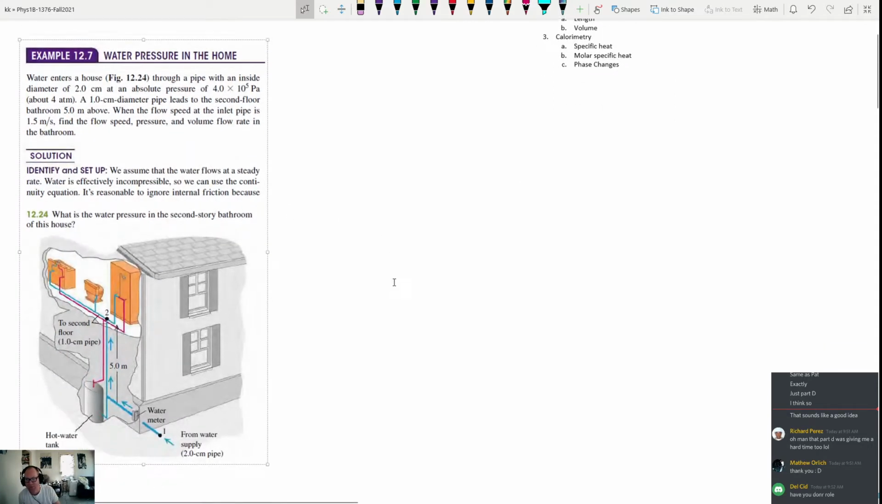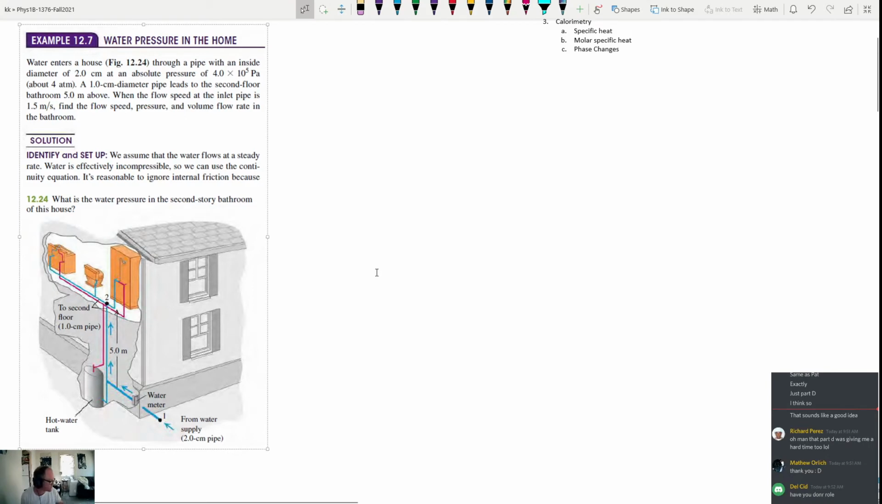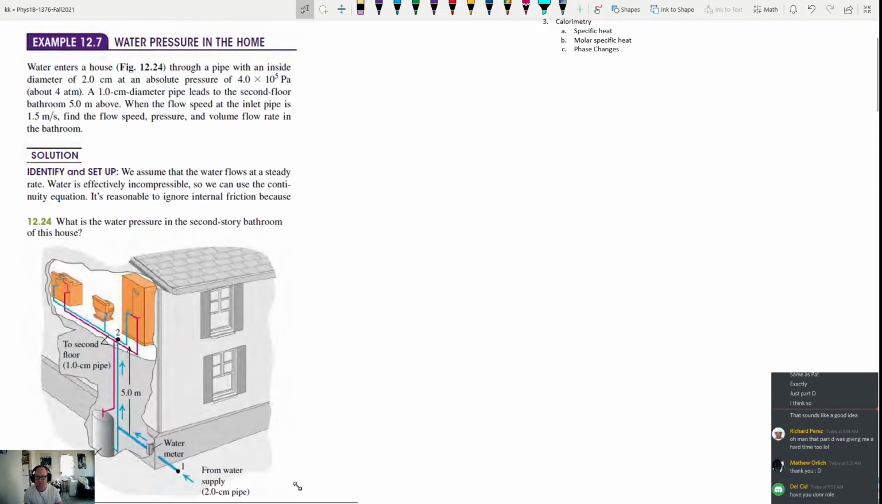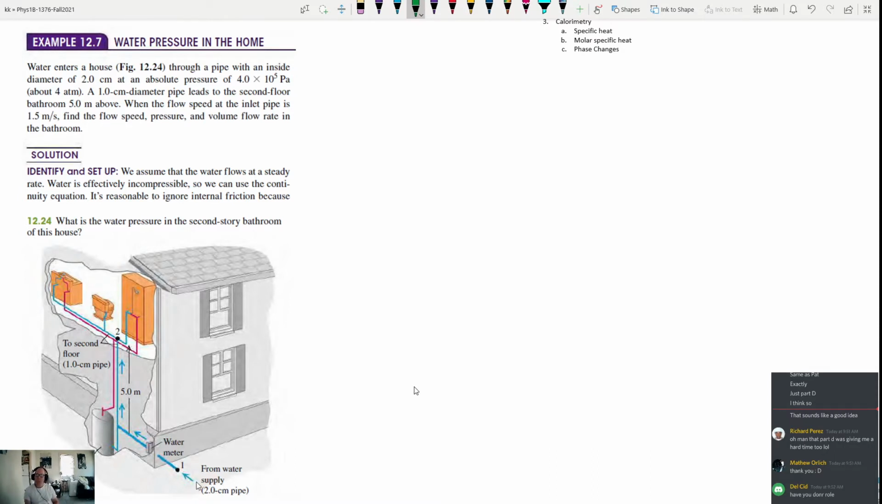So let's get started. The first thing we're going to look at are these two fluid dynamics problems, and this first one is called water pressure in the home. What we have is this picture down here where we have water coming in at the bottom, and it says that water enters the house through a pipe with an inside diameter of 2.0 cm. So we have 2 centimeters, and that's a diameter for the pipe.